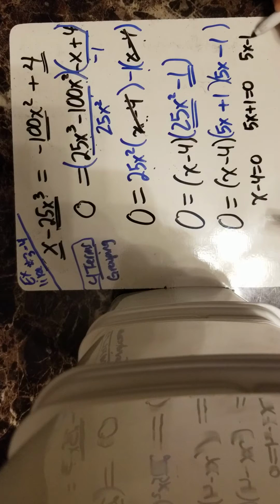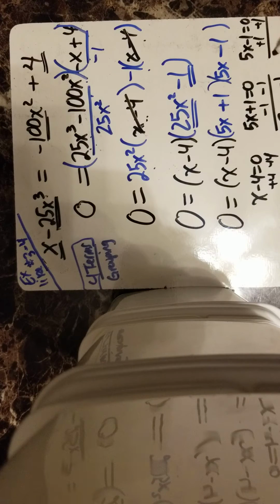Okay, and you can kind of do this part in your head. Add 4 to both sides, x equals 4. Subtract 1, 5x equals negative 1. Divide by 5, x equals negative 1/5. Add 1, divide by 5, x equals 1/5. So if I want to write that all together, I would say 4, comma, negative 1/5, comma, 1/5. Or you can just leave it as separate answers.